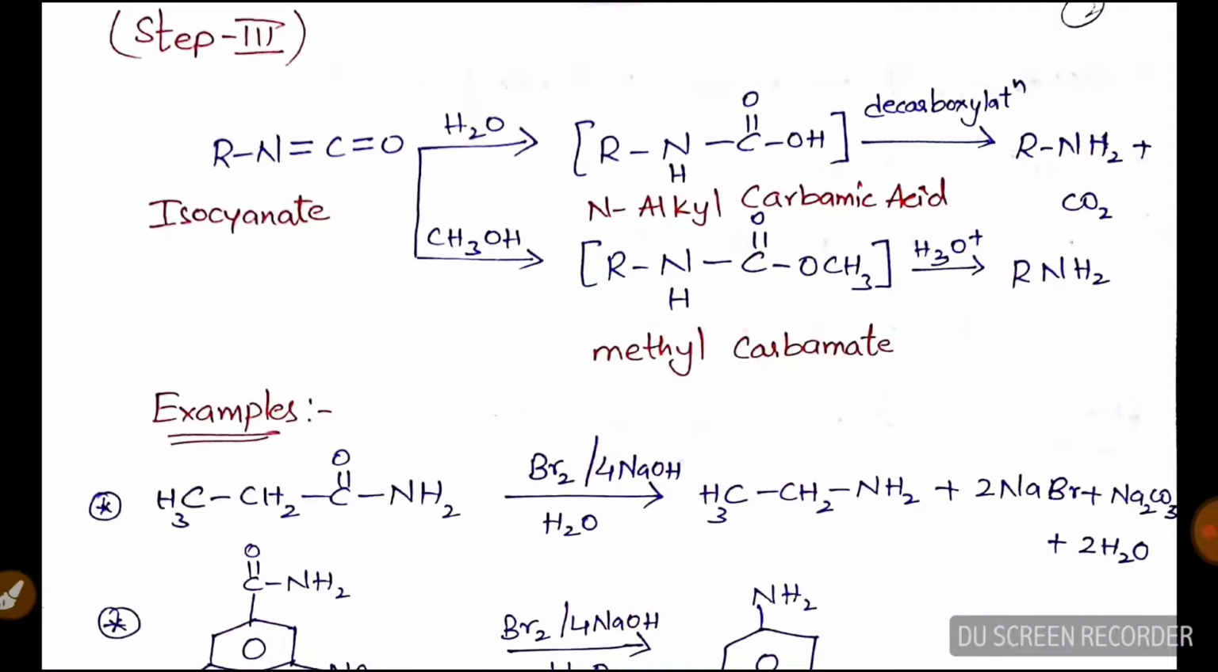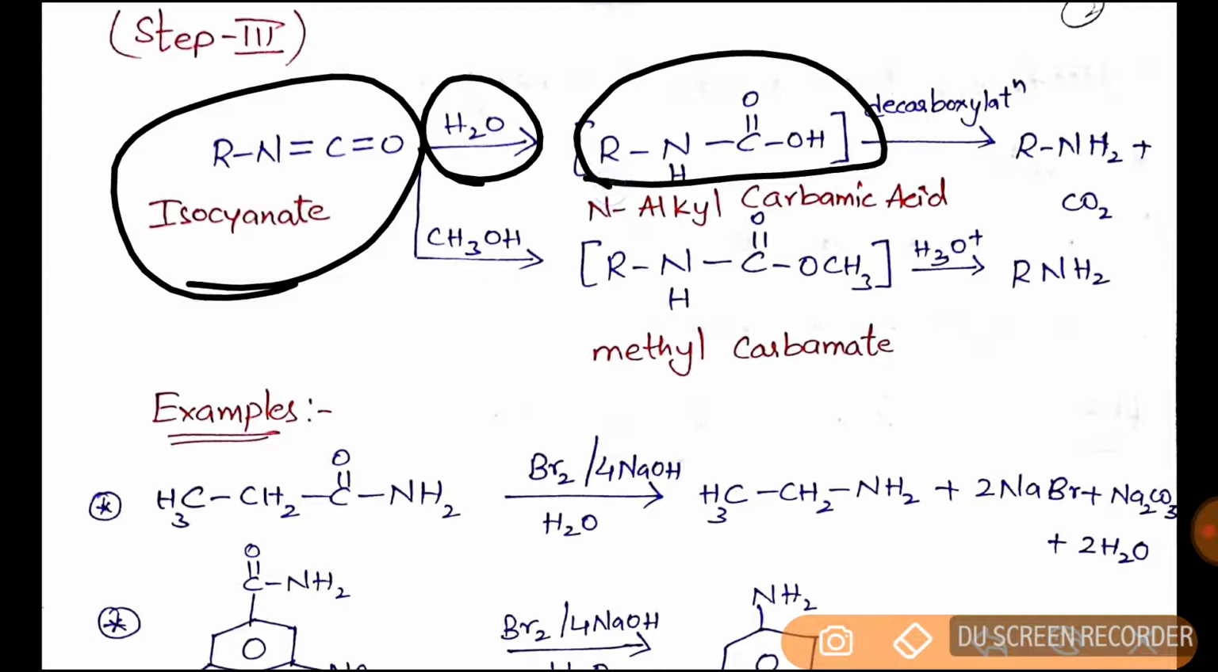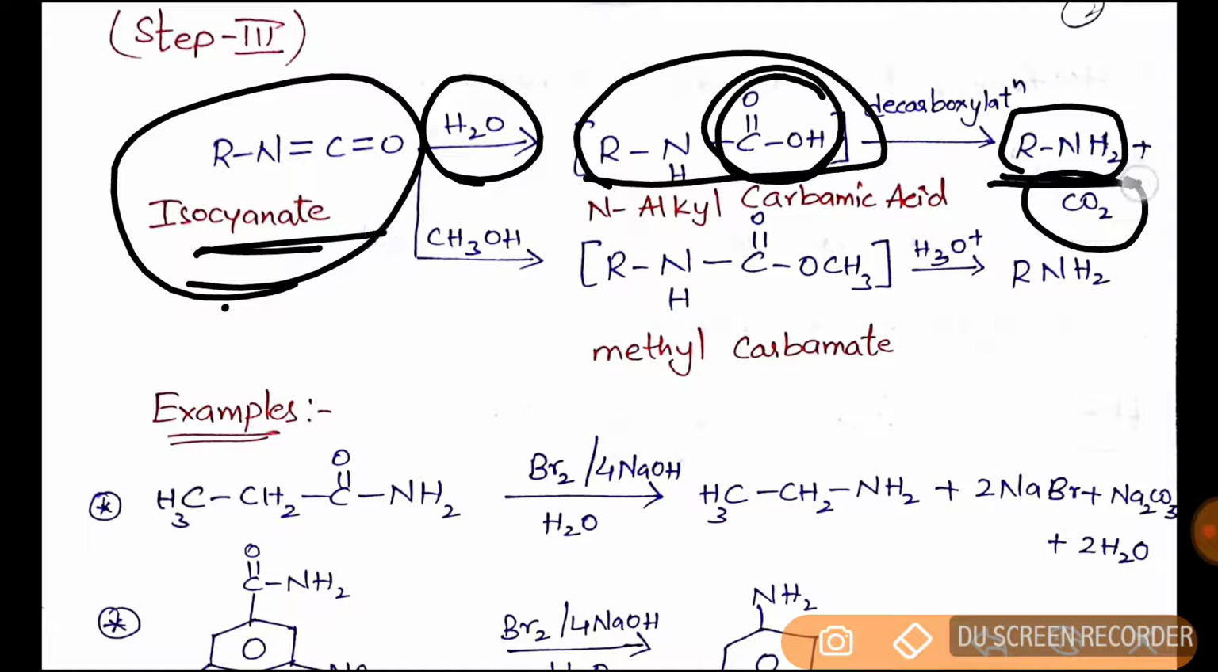Coming to the third step, in this third step hydrolysis of this isocyanate takes place, guys. If we add a water molecule to this isocyanate, a very important compound is formed, this one, which is called N-alkyl carbamic acid. As N-alkyl carbamic acid is highly unstable, it undergoes decarboxylation immediately, that is removal of this COOH group takes place simultaneously, leading to the formation of this primary amine, and release of carbon dioxide also takes place. So if we add a water molecule to this isocyanate, amines are formed directly.